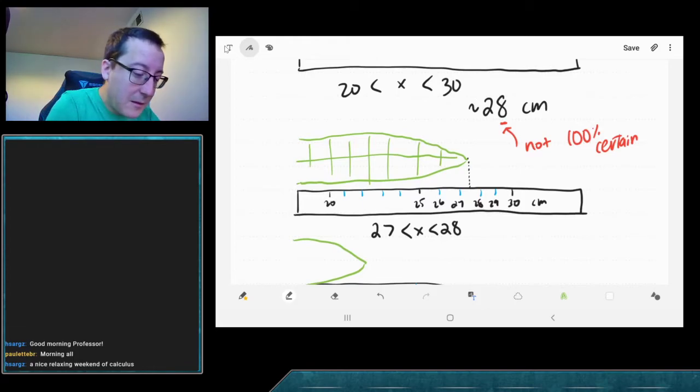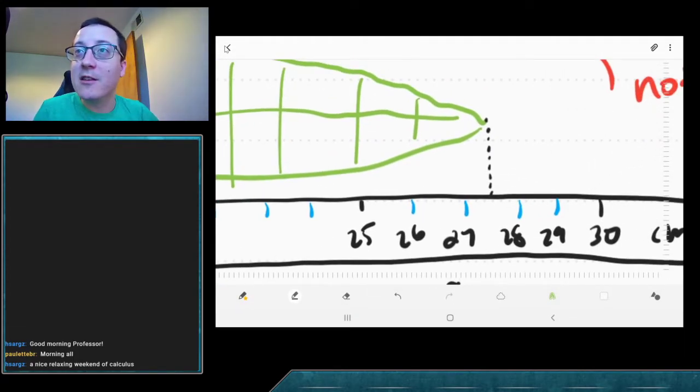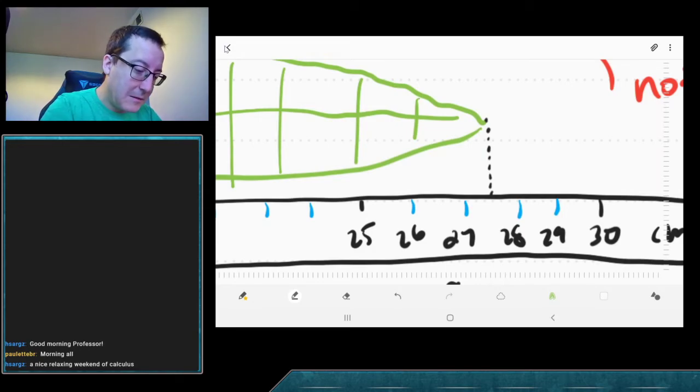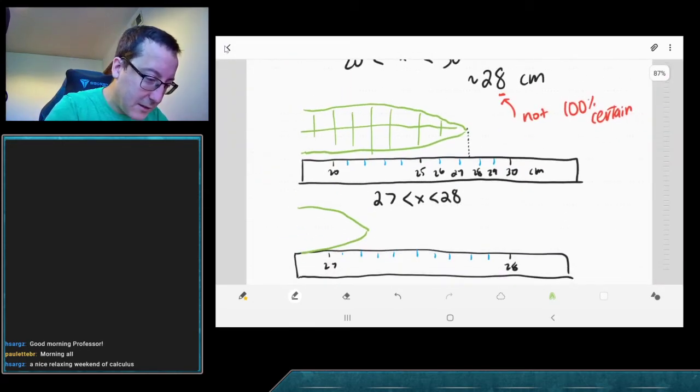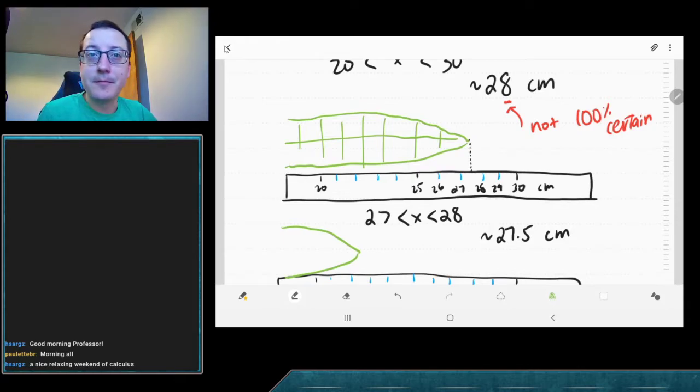Fun thing, we can just zoom in like crazy. Technology, hooray. We can say, okay, you know what? I'm probably going to say this is about halfway through. Hopefully no one thinks something terribly different. So we could say maybe it's 27.5 centimeters.